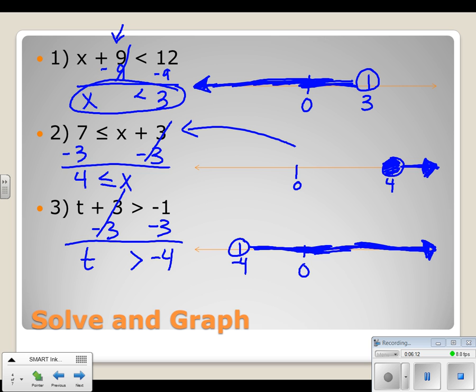Okay, and so we can check to make sure that our answer is correct. Take something that's shaded on our number line, like 0. Plug it in for T in our inequality. 0 plus 3 is 3, and 3 is greater than negative 1. And that works. That's true.